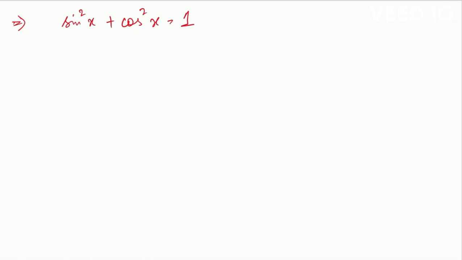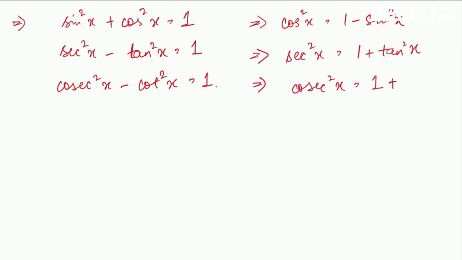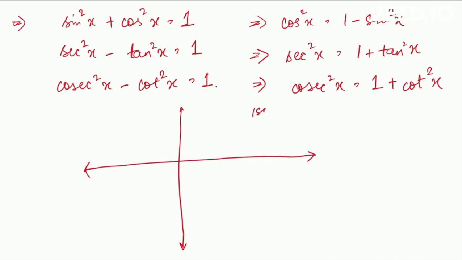Next, some more formulas. Sin square x plus cos square x is 1. Sec square x minus tan square x is 1. Cosec square x minus cot square x is 1. So somewhere in the question, if sin x is given, then you can find out cos x. If tan x is given, then you can find out sec x. If cot x is given, then you can find out cosec x. So these formulas are very important. These should be remembered on tips.